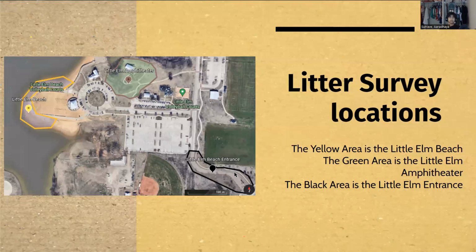These are all the litter survey locations. The yellow area is the Little Elm Beach. The green area is the Little Elm Amphitheater, and the black area here is the Little Elm entrance.